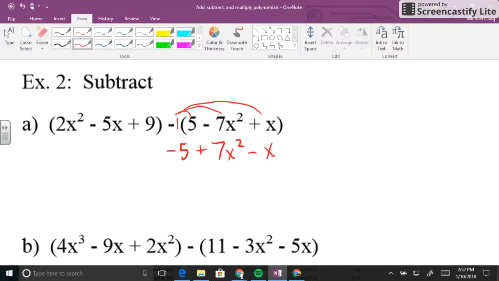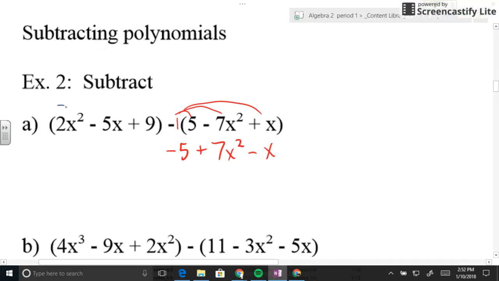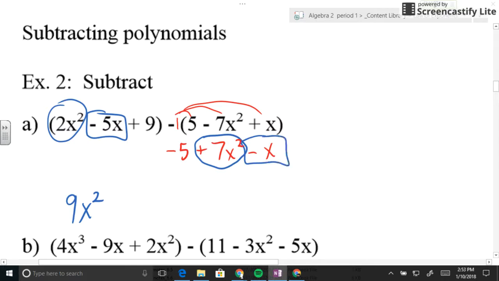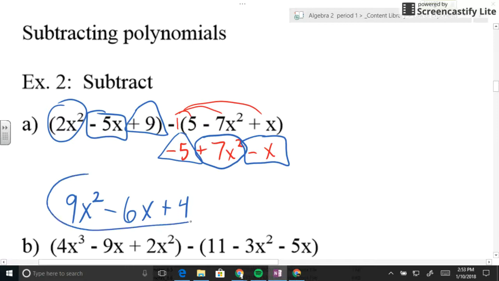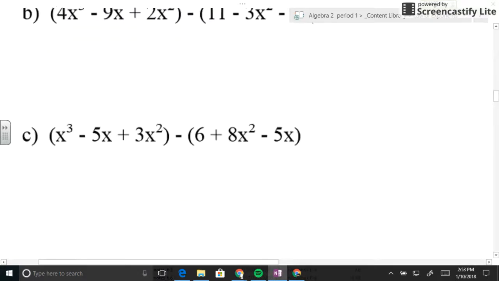So now when we combine like terms, we combine a 2x squared with a positive 7x squared, giving us 9x squared. We combine a negative 5x with a negative x, giving us negative 6x, a positive 9, and a negative 5, giving us positive 4. So instead of subtracting like it tells us to, I actually add the opposite, and I would get 9x squared minus 6x plus 4. So that's how you subtract polynomials.